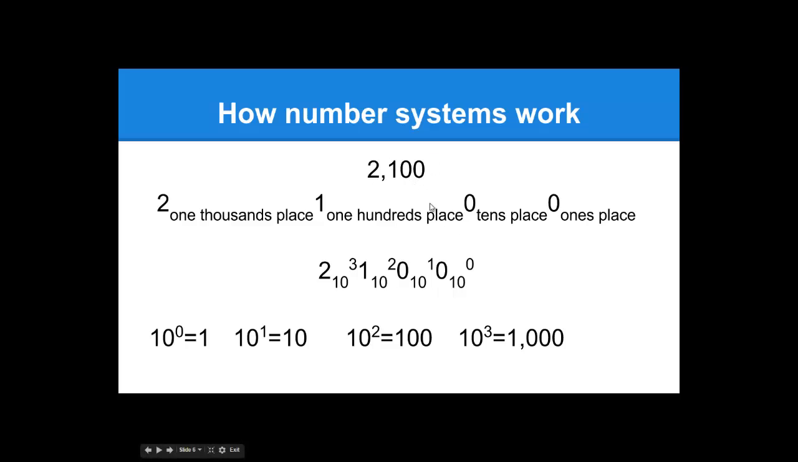Base 10, the number 2100. This 0 is in the ones place. This other 0 is in the tens place. This 1 is in the hundreds place. Excuse me, that's not supposed to be 100, it's the hundreds place. Ignore that 1. And this 2 is in the thousands place.